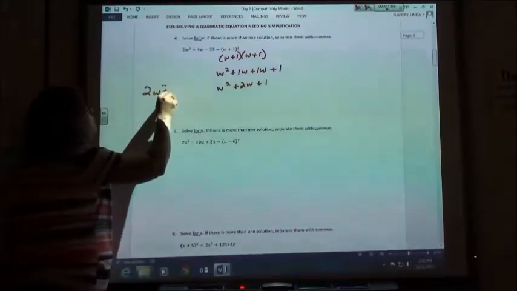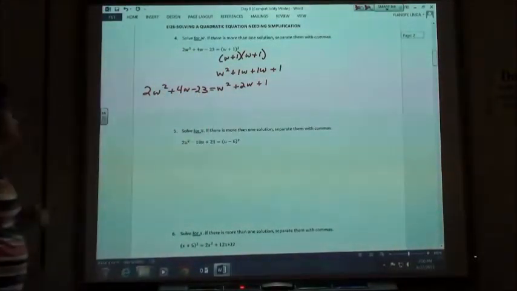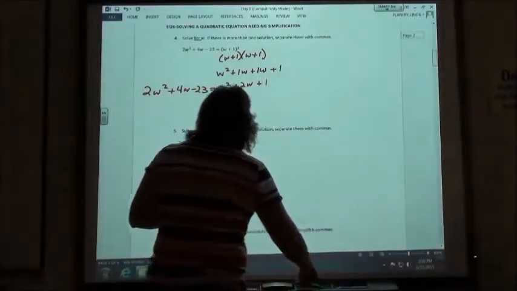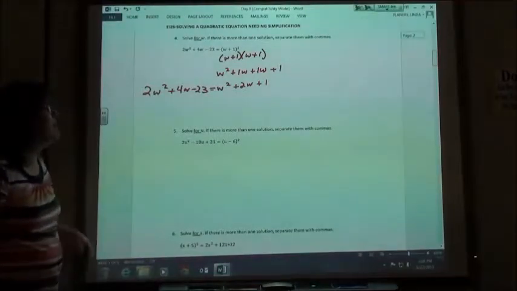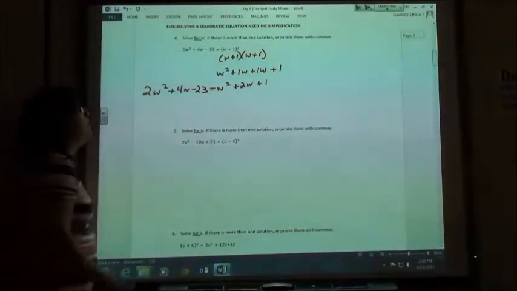So 2w squared plus 4w minus 23 equals w squared plus 2w plus 1. Keeping in mind that I want to make sure my w squared is positive, I'm going to move these over here so that I don't end up with a negative w squared.